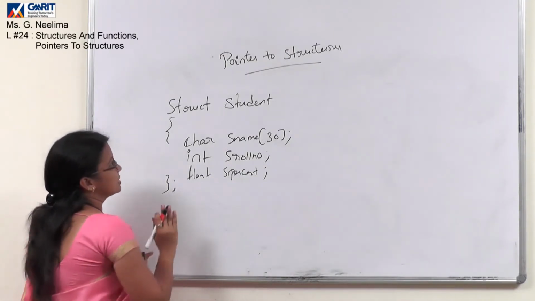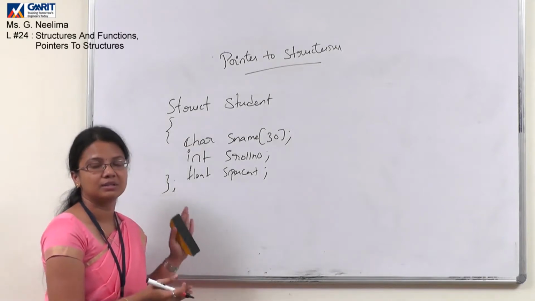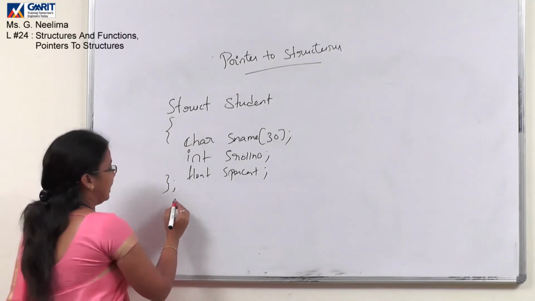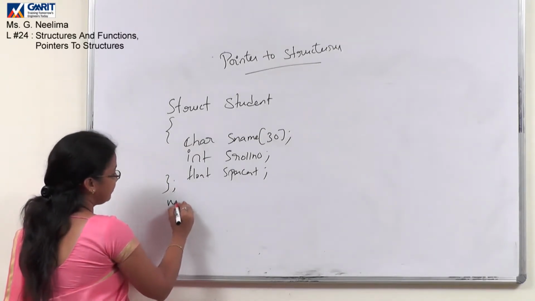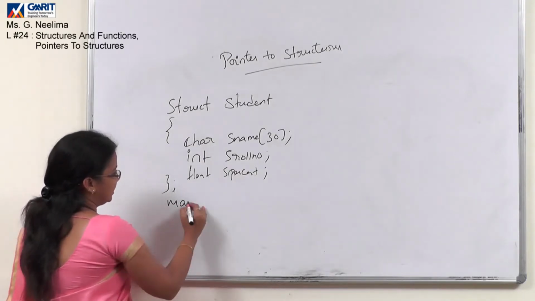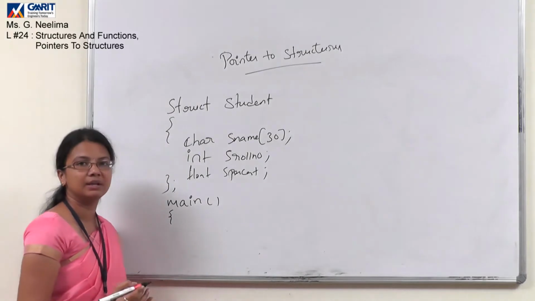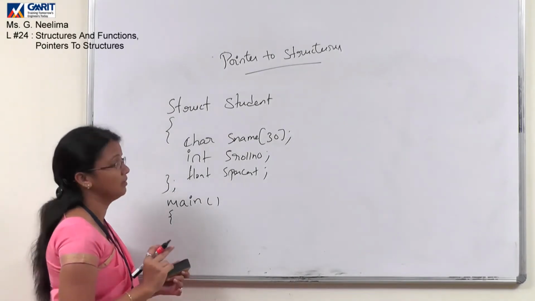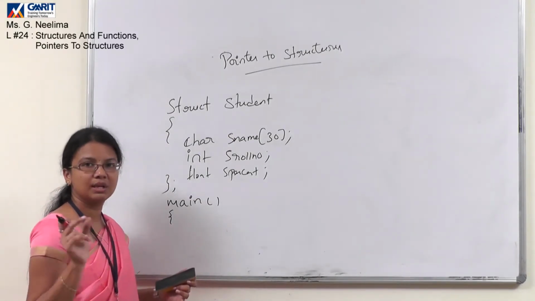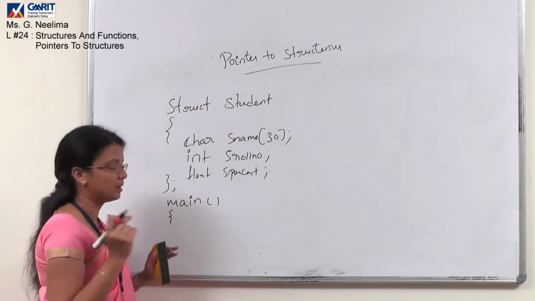This is a declaration I have taken, this is a structure I have taken, and after that in main, how we are creating. Generally, creation of a structure variable is done with the structure name and the variable name we are creating.